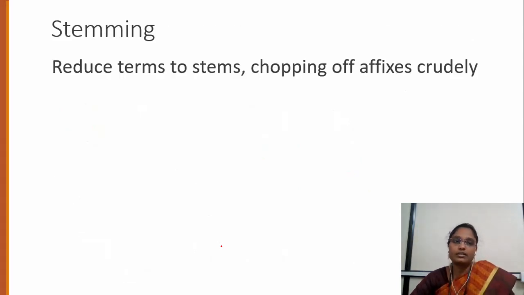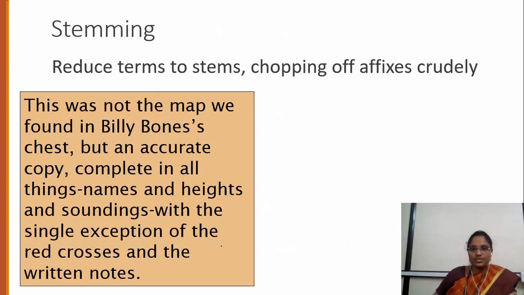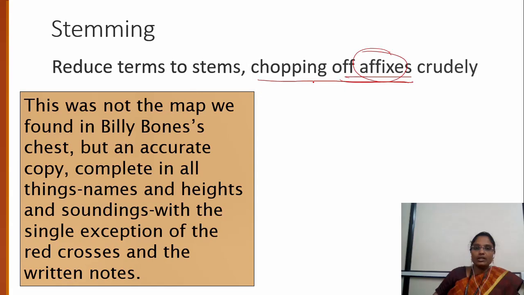Another form of text processing is stemming. In stemming, unlike lemmatization, the terms are reduced to stems, chopping off the affixes very crudely. As the affixes are chopped off crudely, sometimes it doesn't give a proper meaning to the word. Here an example is given.